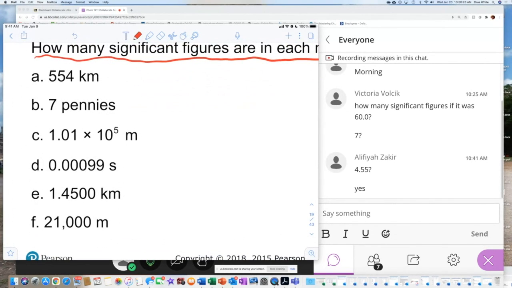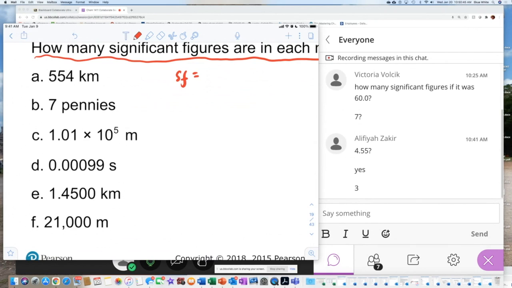As I take a break here, for the first one, what do you think? It's 554 kilometers. How many significant figures do I have for this number? Okay, very good. 3 significant figures. And then 7 pennies.